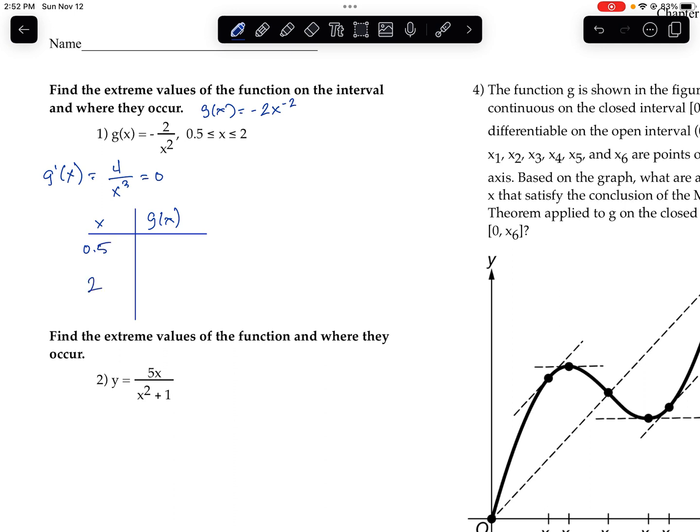So if we plug in 1/2, negative 2 over 1/2 squared is equal to negative 2 over 1/4, which is equal to negative 2 times 4, which is equal to negative 8. So negative 8 for that one. And then now we plug in 2, so we get negative 2 over 2 squared. That's negative 2 over 4, which is equal to negative 1/2.